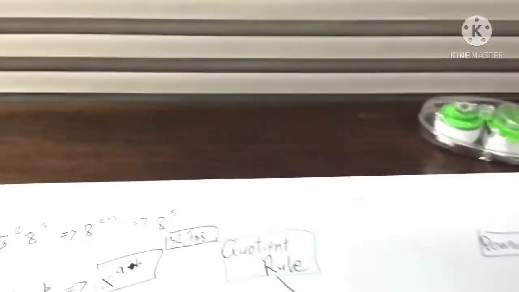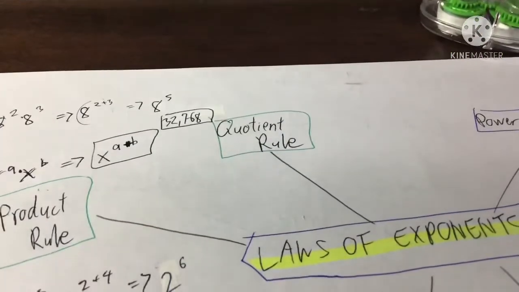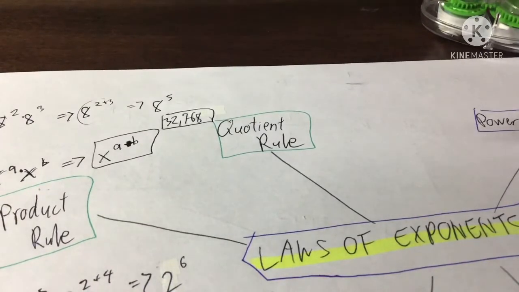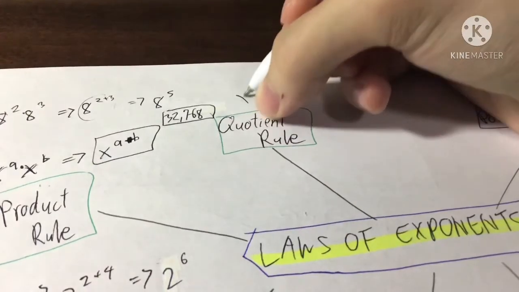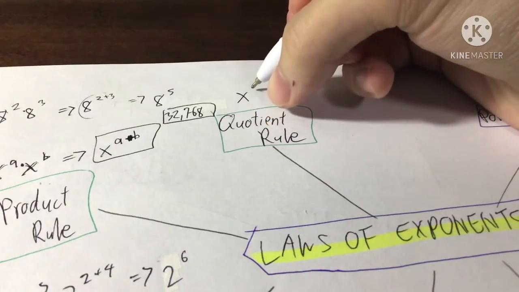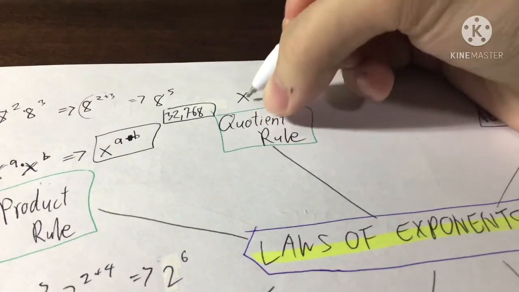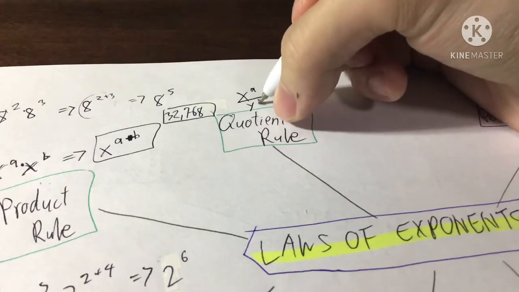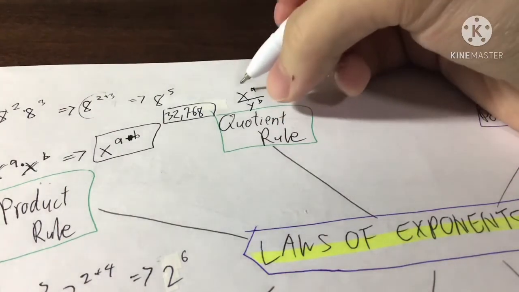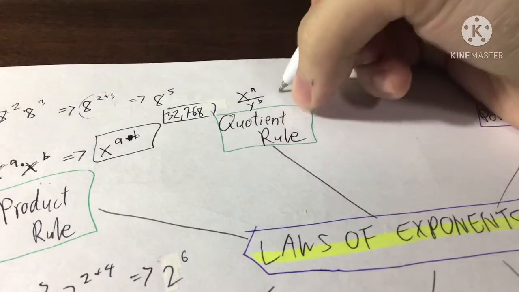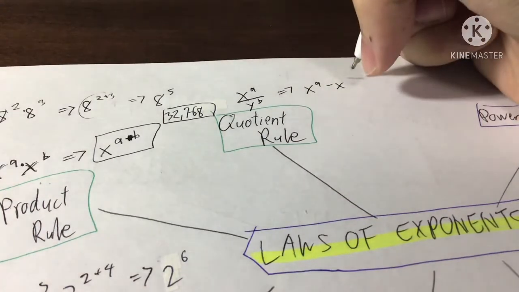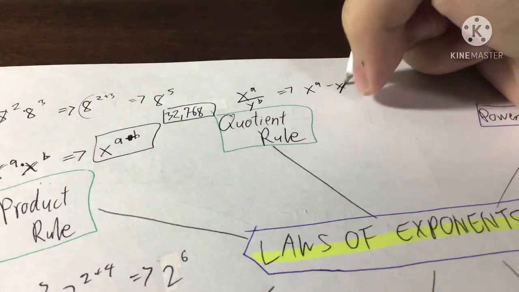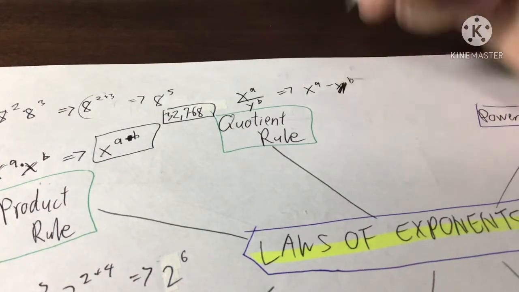Now, for our quotient rule, it's quite the opposite of that of the product rule, because the formula is not really too far. x raised to a over x raised to b will be equal to x raised to a minus b.